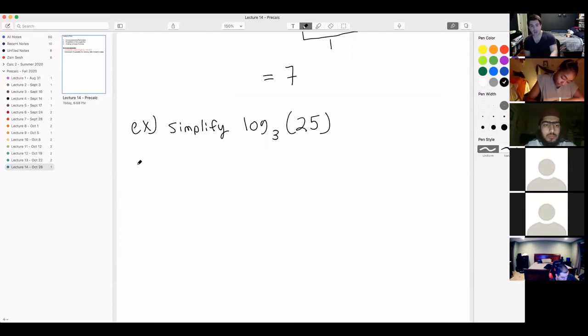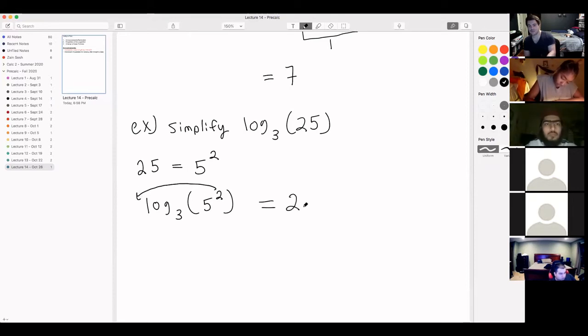So I want to view 25 as 5 squared. So this will be the same as log base 3 of 5 to the second power. And now we can use that rule. Bring this power of 2 out as a coefficient. So this will be 2 log base 3 of 5. Okay, and the exponent is gone now. It's not still there. It has become a coefficient. Okay. All right, very good, guys, very good.